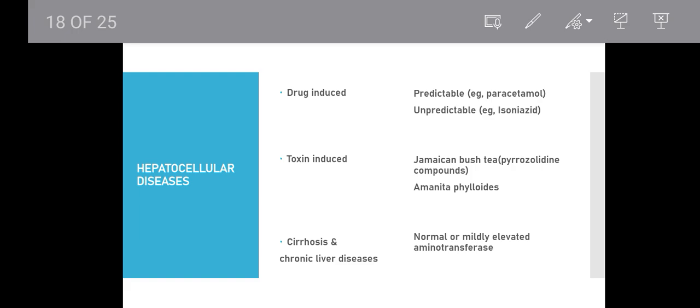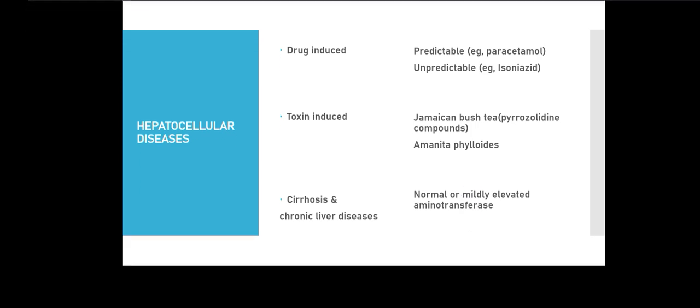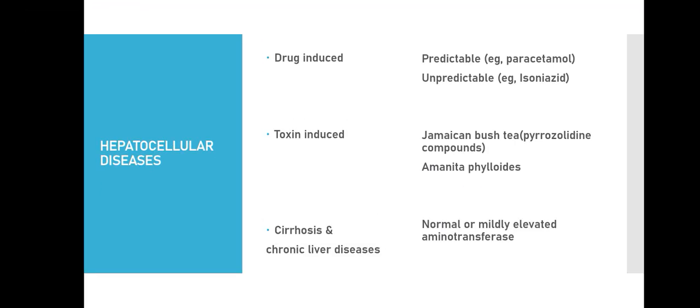Drug induced, it can be two types, predictable and unpredictable. Predictable is dose dependent and it is due to the nature of the drug. Example, paracetamol. Paracetamol produces a toxic metabolite called N-acetyl-p-benzoquinone imine. And unpredictable reactions are also called idiosyncratic reactions. Some genetically predisposed individuals will have this reaction.